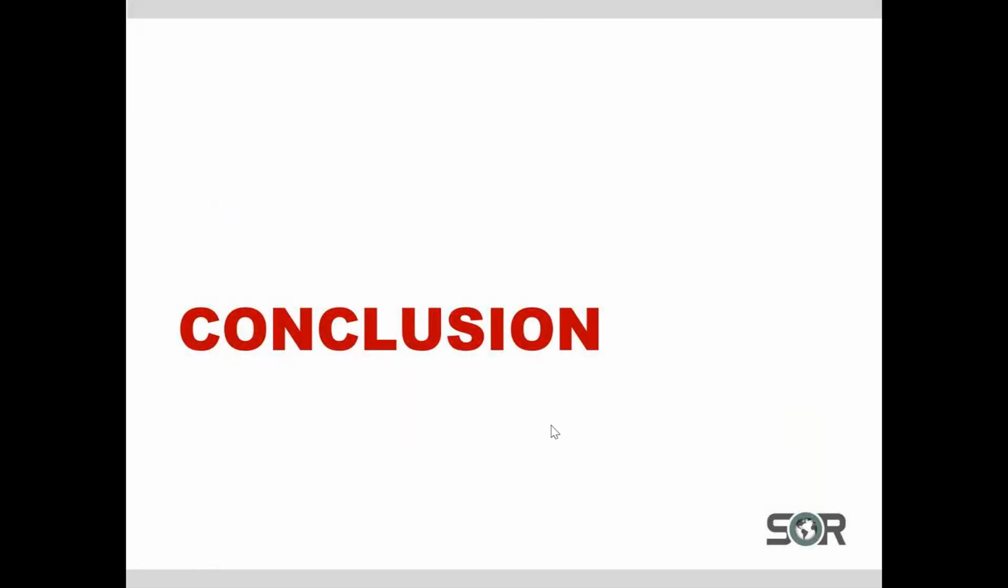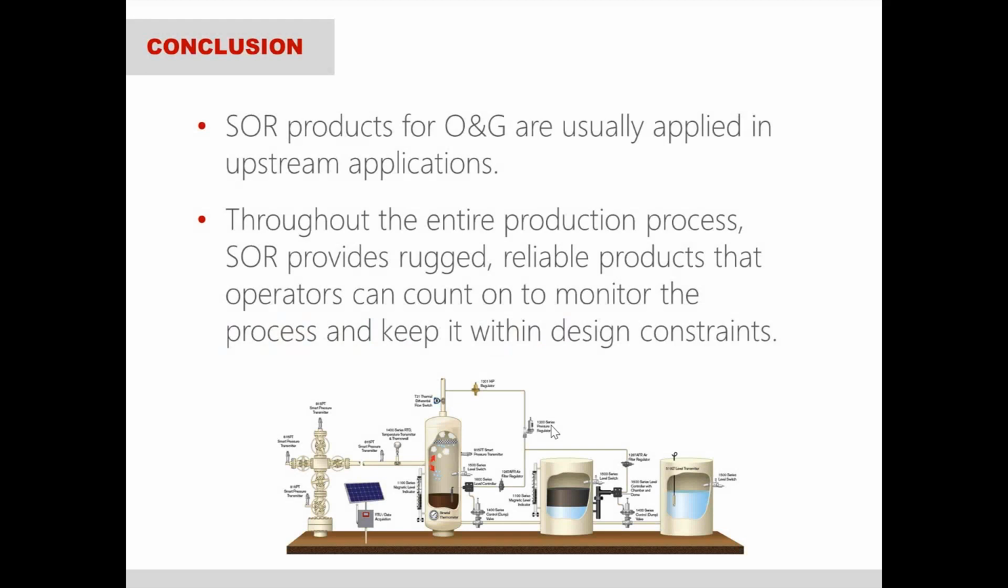So that was about all of the applications I wanted to cover. I'll go and conclude here. Really the main thing to remember is SOR products for oil and gas, they're usually applied to upstream applications. As I mentioned, we can sell our products into other applications, but what we typically see sold into the most is production applications. And that's really what we're targeting with some of the products that we're coming out with, the new regulators, with the dump valves and the liquid level controllers. We're targeting a complete package solution for our customers where they can come to one place and get all of the products that they need for their separation and production package.